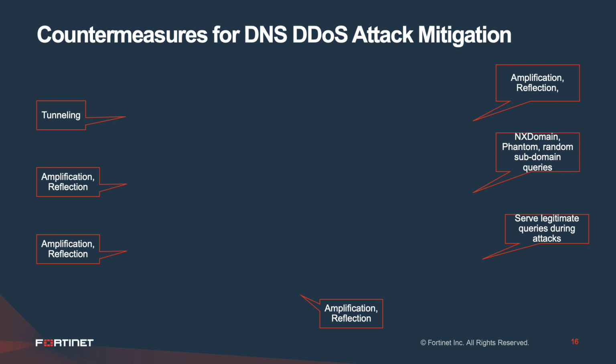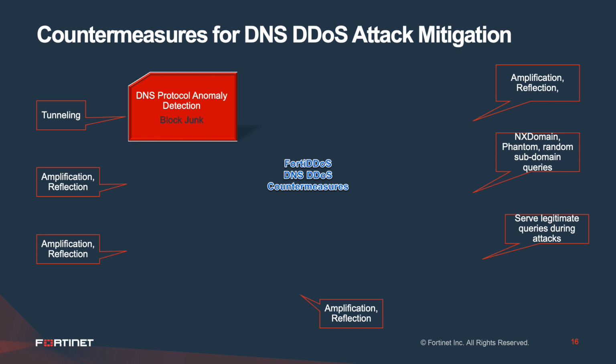But then there are specific countermeasures for DNS related attacks, including tunneling, amplification, and NXDomain, phantom, random subdomain queries, etc. So the first thing, very similar to the other protocol anomaly detection, we also look at many DNS related protocol anomalies. And if they are found, the packets are simply dropped.